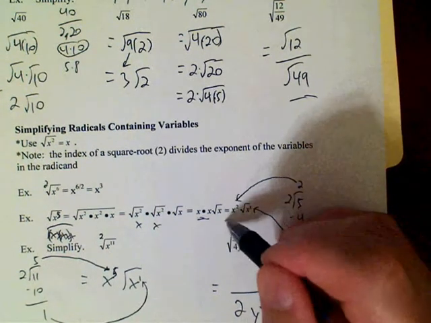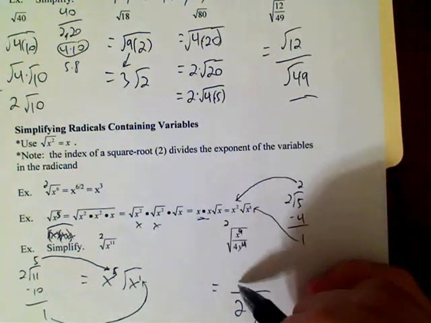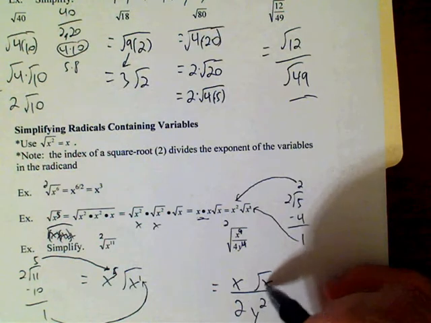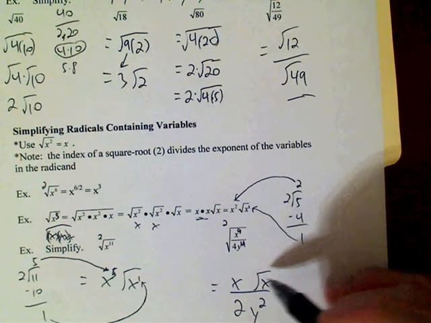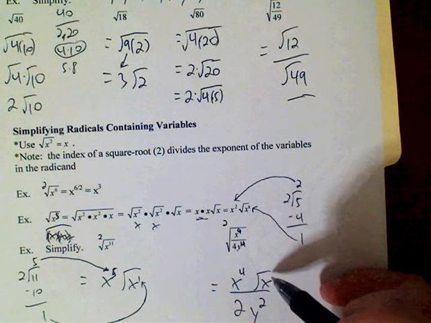Now watch this. 2 won't go into 9 evenly, so that means that I have an x on the outside and an x on the inside. If it went evenly, I wouldn't have to worry about this, but it doesn't. 2 goes into 9 4 times, with a remainder of 1. And we're done.